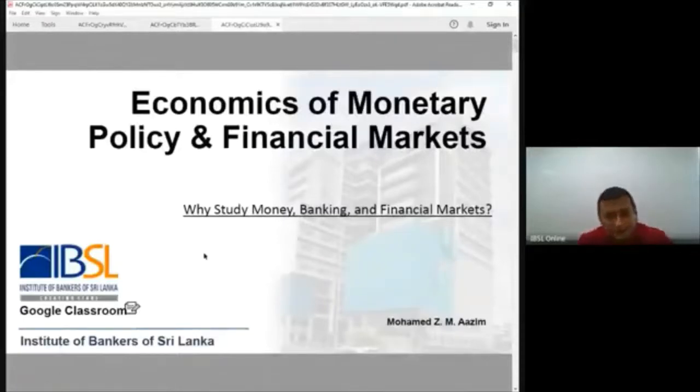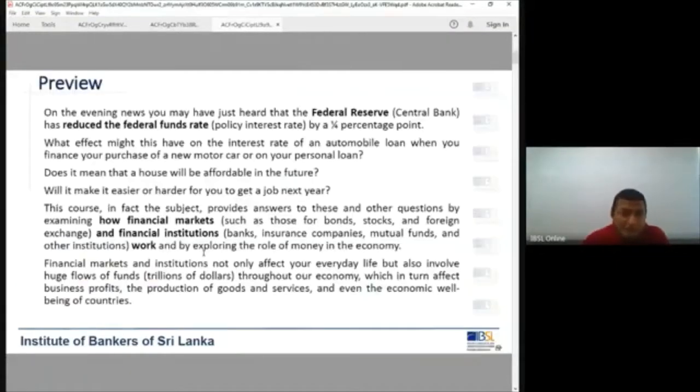The first area that we are trying to understand today is the basic introductory aspects of economics of monetary policy and financial markets. From a broader perspective, why do you want to study money, banking, and financial markets? This is a very interesting question that you will get to know as we discuss and move along. By looking at any news item you come across, particularly with respect to financial markets and monetary matters, or anything to do with economics, it ultimately has some implication for what we are trying to study in this program.